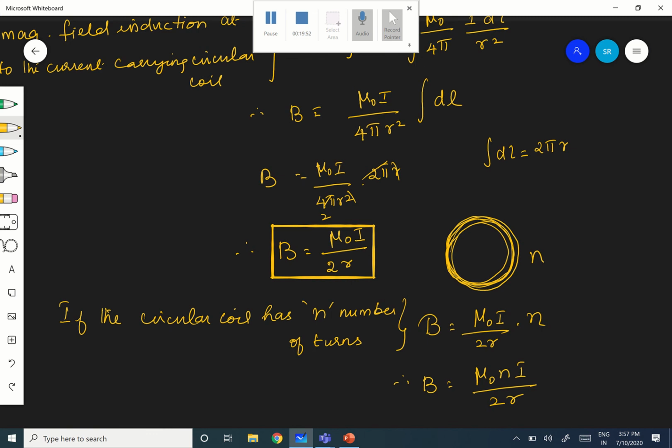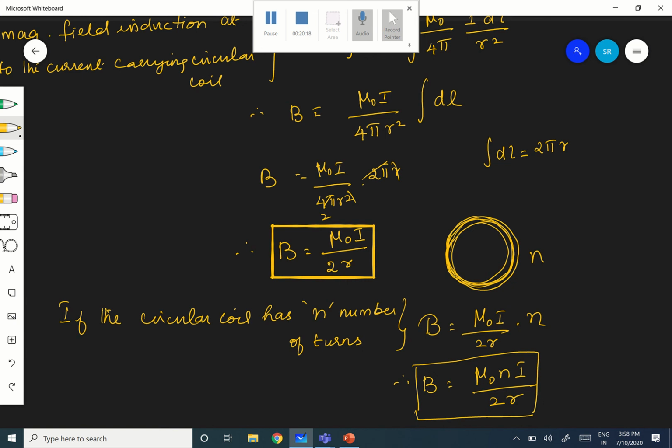So, this is the expression for the magnetic field at the center of the coil which has n number of turns. Single coil means only mu naught I by 2R, and if the coil has n windings, then you have to multiply it by n. That's it. Is it clear?